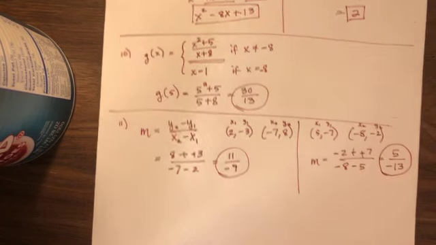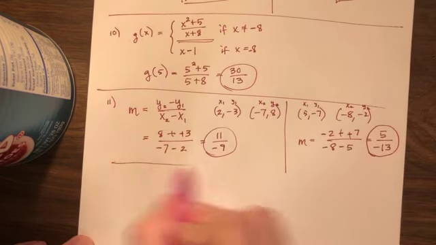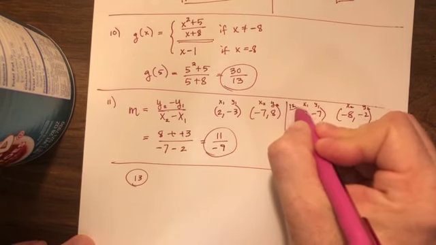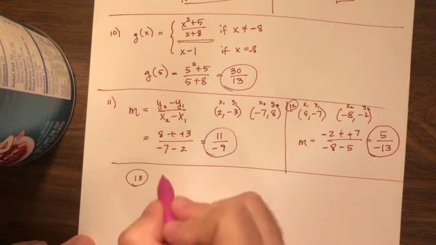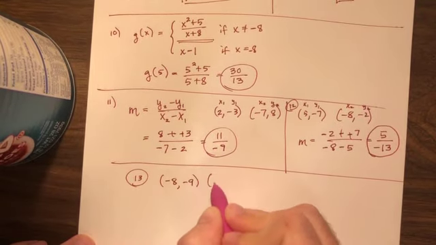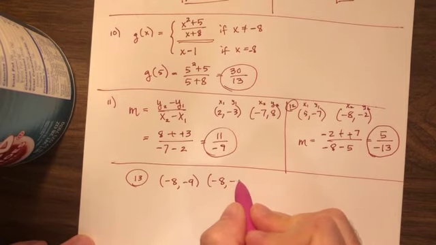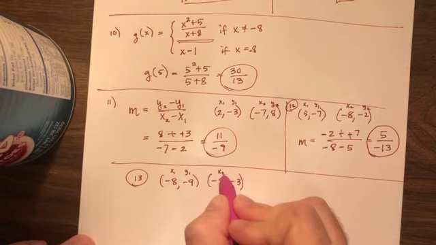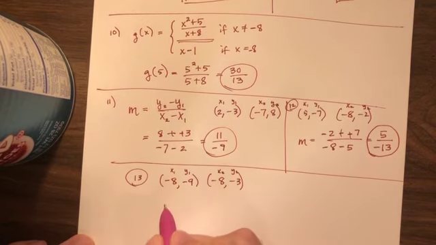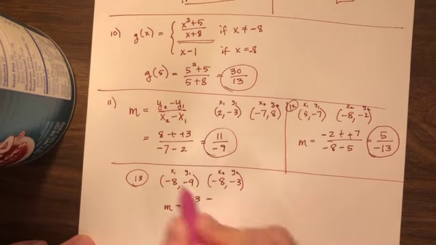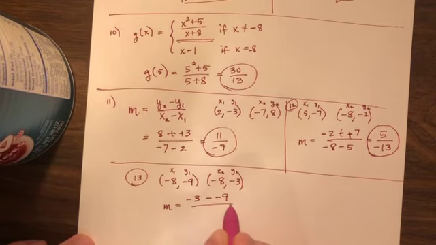All right? So finding the slope, not too bad, right? Number 12 is a trick question. Let me write it out for you first. Negative 8, negative 9, negative 8, negative 3. Label x1, y1, x2, y2. Maybe I don't see the trick yet. And I use my slope formula. y2 is negative 3 minus y1 is negative 9.